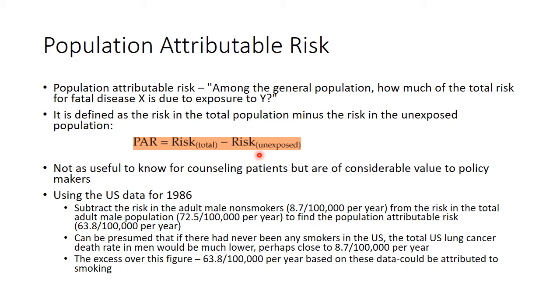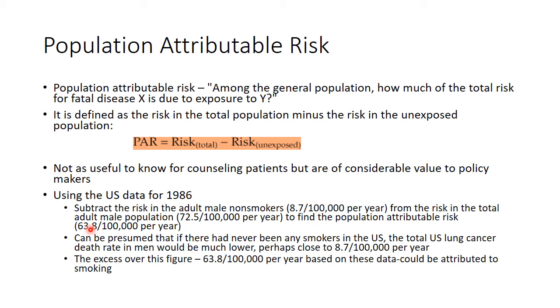So, for example, if we're looking at the data from 1986 again, we can see that if we subtract the risk of adult male non-smokers, which in this case would be 8.7 out of 100,000, from the risk of the total adult male population, so this would be 72.5 per 100,000 per year, and again, this is a value that's provided, you'd basically have 63.8 individuals per 100,000 per year.